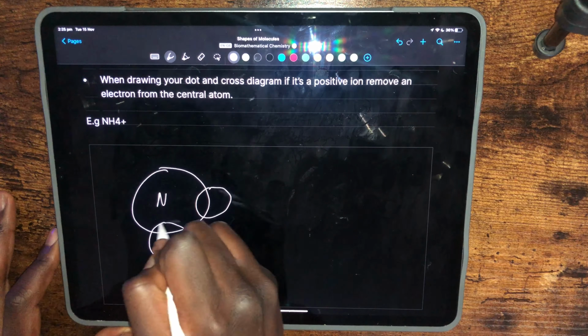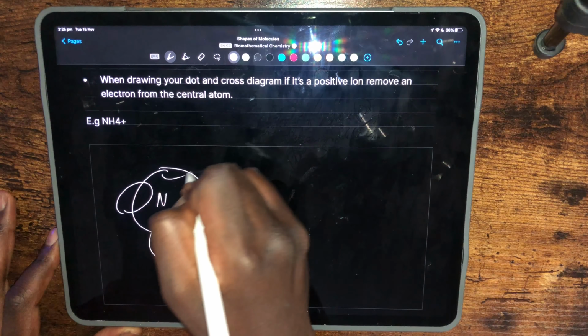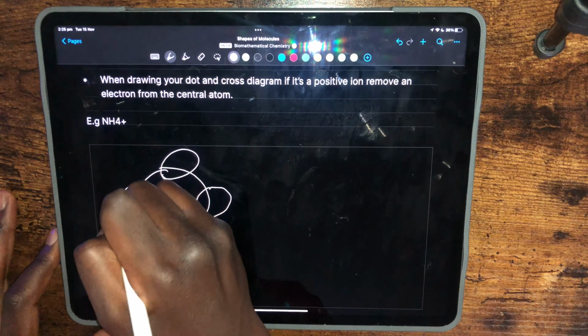One, 2, 3, 4. That's 1 here, 2 here, so they represent the hydrogens. 3, 4, and now it would be 5, right? If I was to write this, it would be 5. But you can't have just one. If it's a lone pair, it's a lone pair. It can't be a part lone pair. It has to be a full-on lone pair.